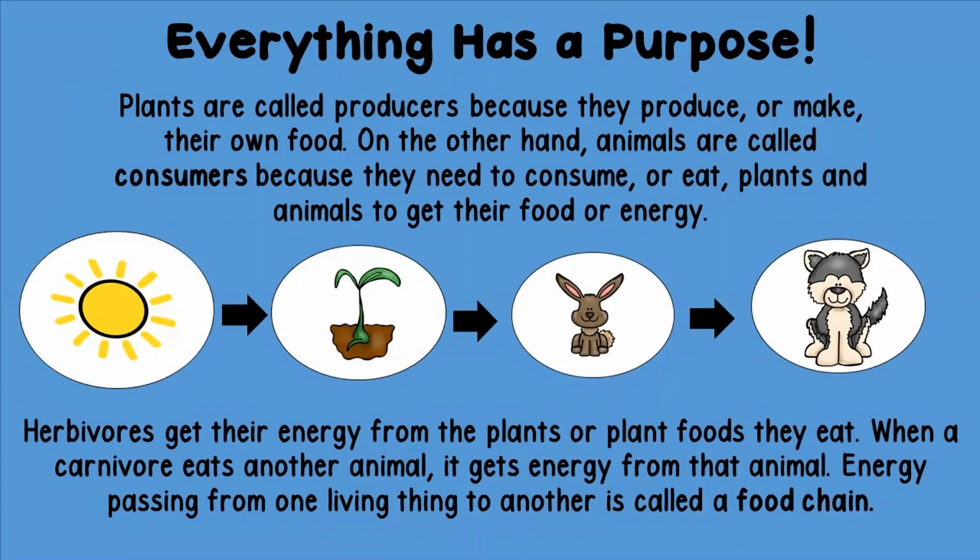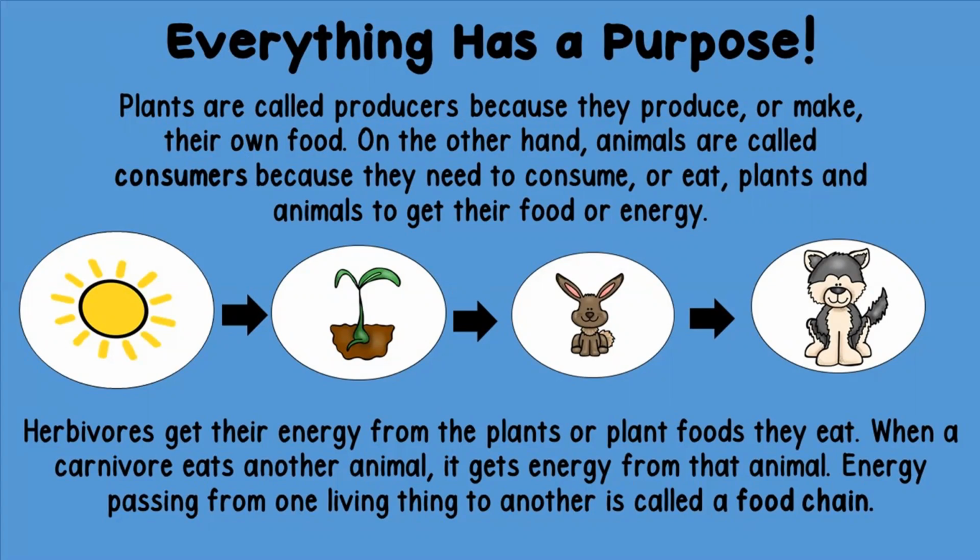Plants are called producers because they produce or make their own food. We talked about this. On the other hand, animals are called consumers because they need to consume or eat plants and animals to get their food or their energy. So this is just a little bit of a review. Herbivores get their energy from plants and or plant foods that they eat. And when a carnivore eats the animal, they get the energy from that animal. Energy passing from one living thing to another is called a food chain, right?